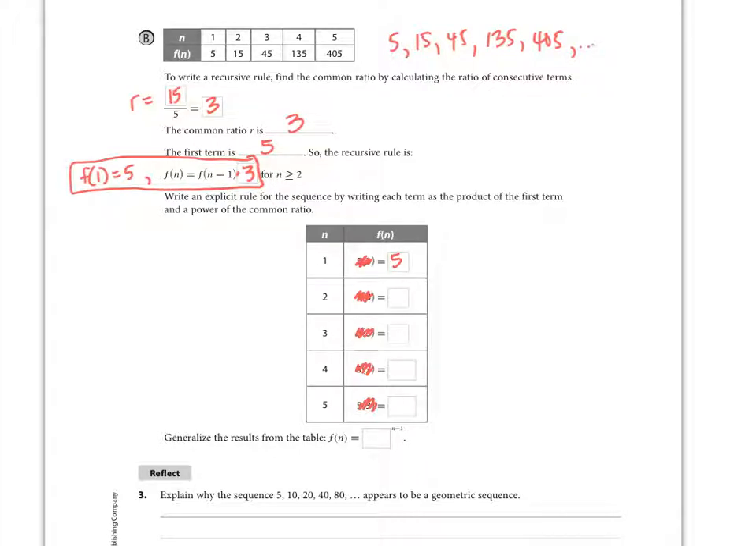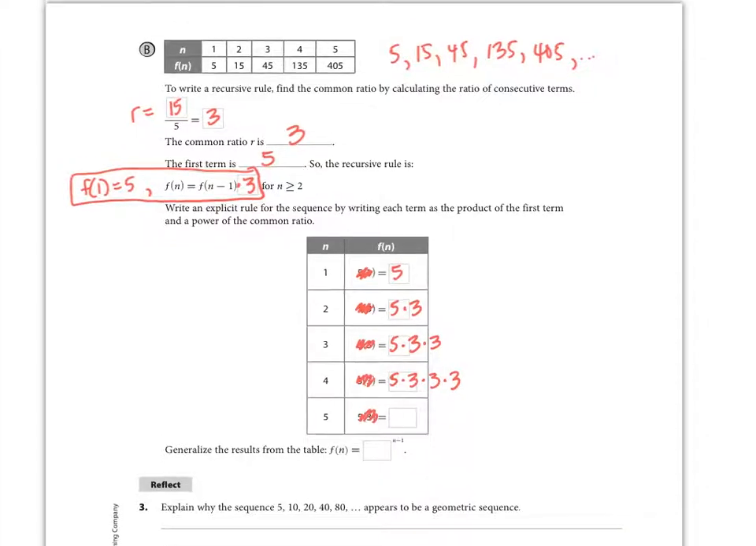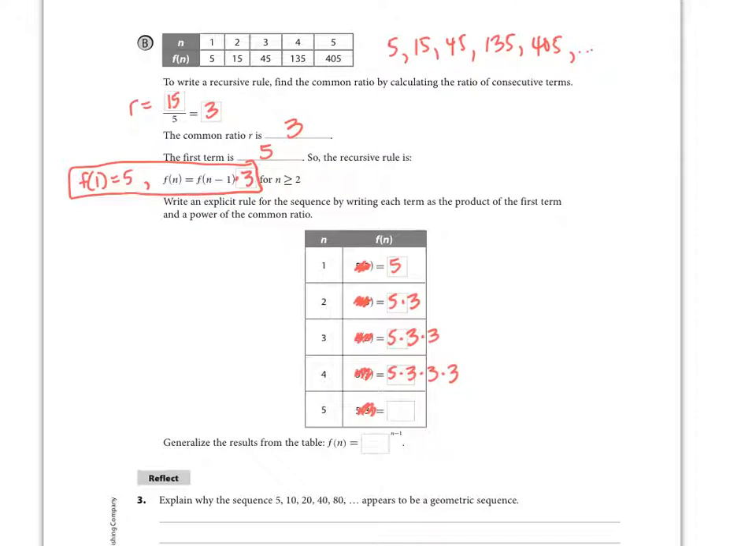Okay, the second term, it is 15, but I'm going to write it like this. 5 times 3. That's equal to 15, right? The third term, okay, I'm going to take the previous one, which is 5 times 3. Right, that's 15. And then times 3 again. Then the fourth term is 5 times 3 times 3 times 3. Right? You can actually do it if you don't believe me, but that should give you 135.